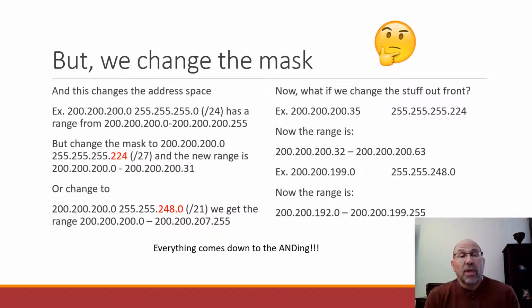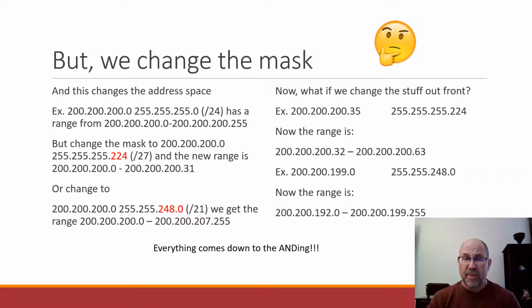But we know now that we manipulate the mask all the time. And what this does is changes the address space. And so, as we've talked before, if we have an example of a class C with a /24, that has a range of .0 to .255 or 256 possible addresses. But if we change the mask to say a /27, putting a 224 in that last octet, the new range, instead of being 0 to 255, is 0 to 31. And that's because the mask changed the address space that we were talking about. In this case, it divided that by 8. So 32 possible addresses.